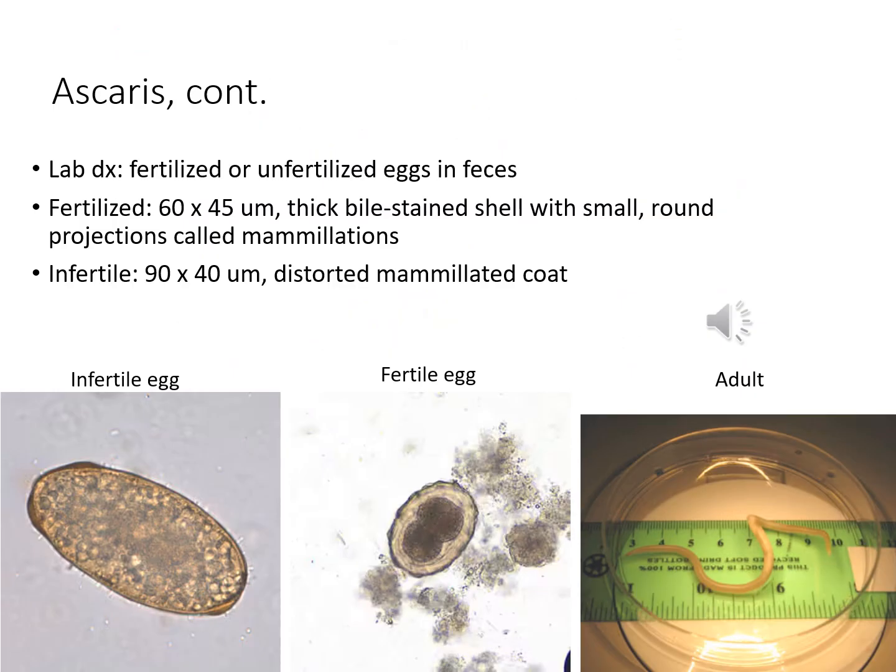Diagnosis can be recovery of the fertilized or unfertilized eggs in the feces. Fertilized eggs will be about 60 by 45 micrometers with a thick bile-stained shell with small round projections called mammillations. Infertile eggs are going to be larger, typically 90 by 40 micrometers. It's more of a distorted look and also has a mammillated coat, so you can kind of tell the difference if you look at the picture above.